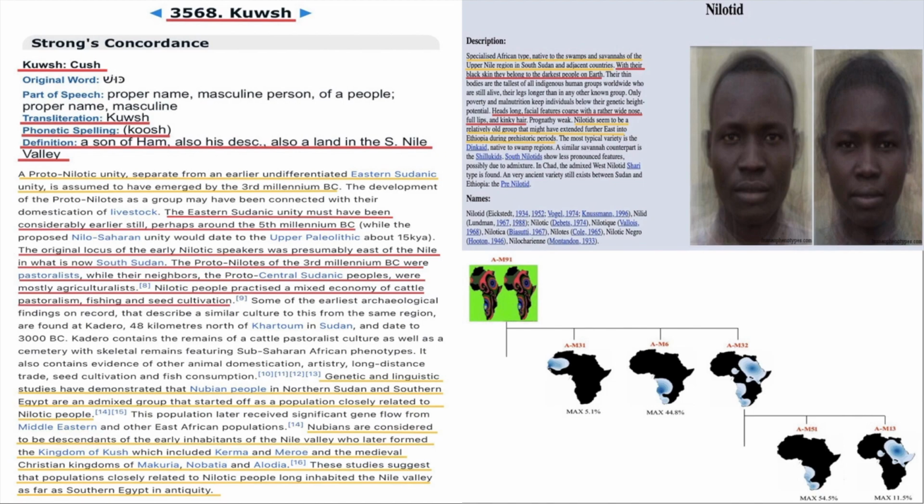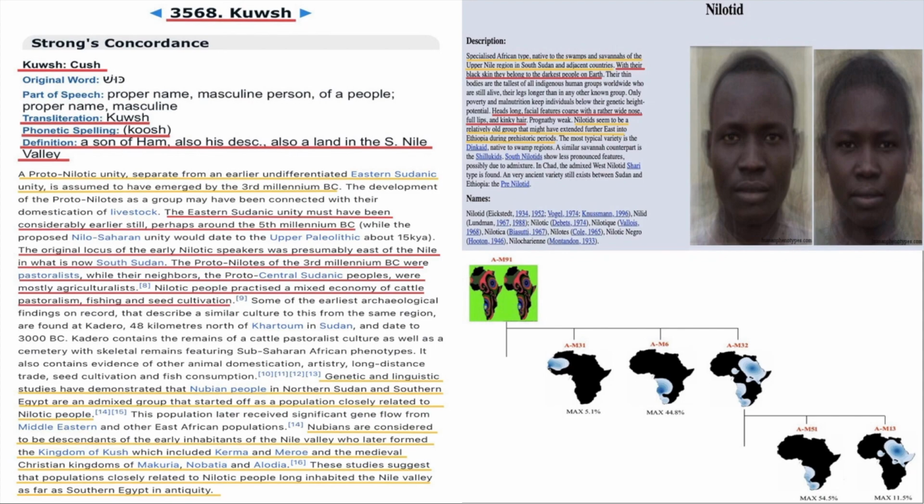And just to remind you who the Cushites are, according to my research, the Cushites will be a Proto-Nilotic people and a Nilo-Saharan Sudanic people, because of course Cush, son of Ham, settled in Sudan. Now let's actually read the evidence for this.